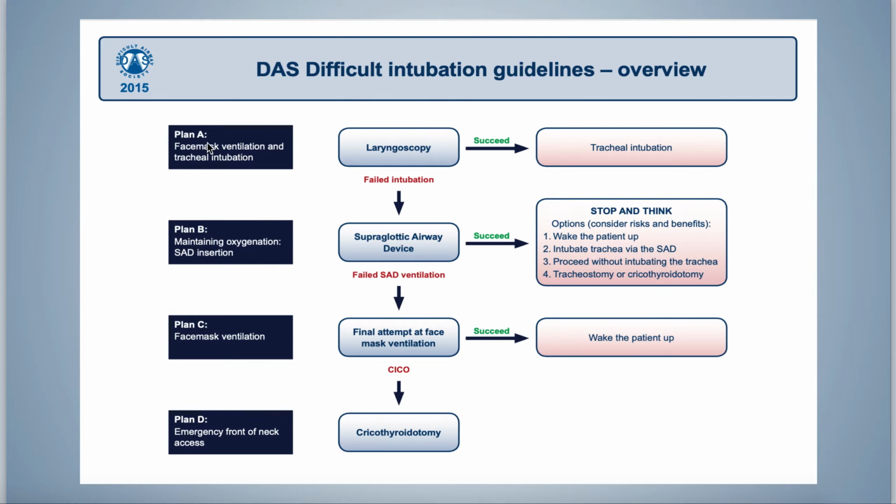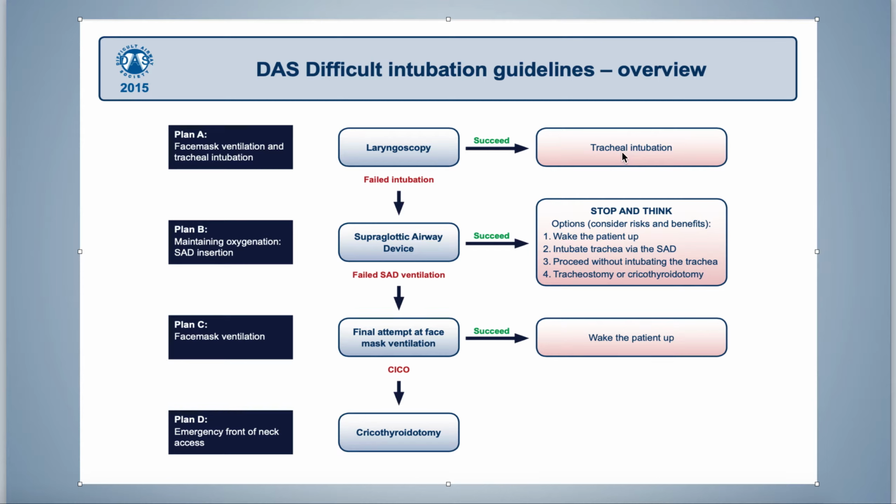Plan A is tracheal intubation: laryngoscopy and tracheal intubation. And we will explain in details how can we do it correctly and safely. If we succeed to intubate the patient, we need to confirm the tube position by capnography.